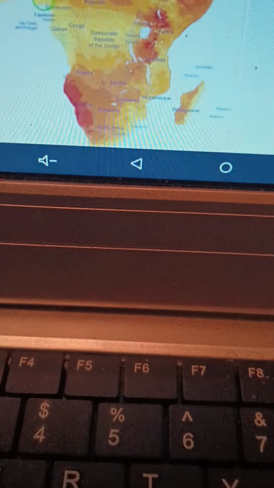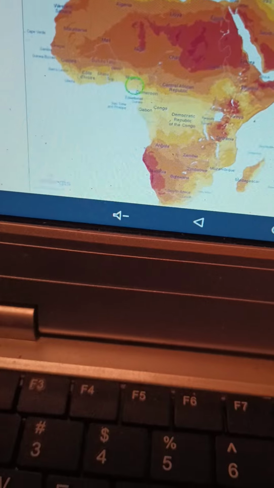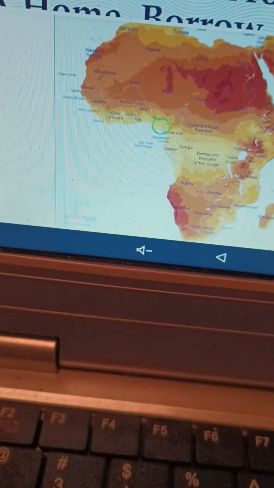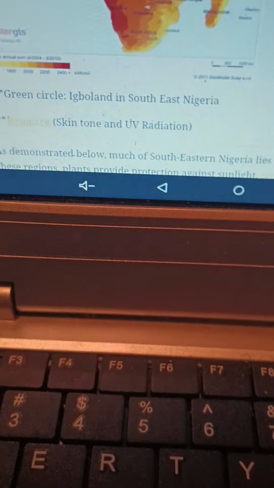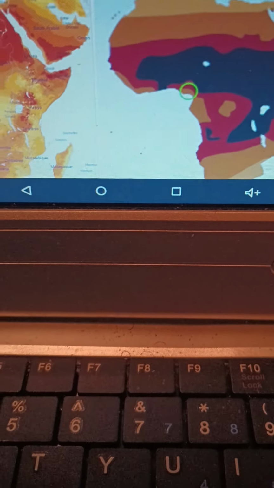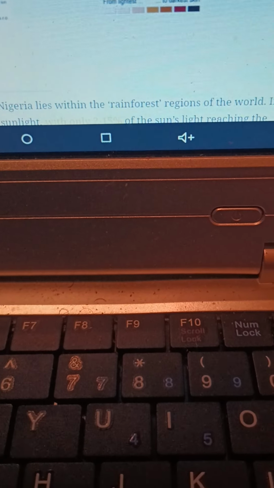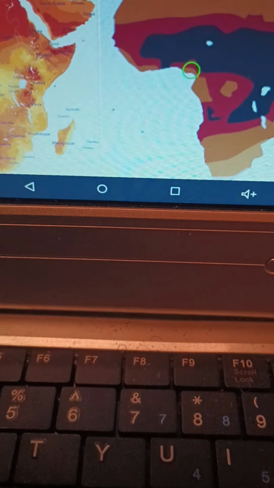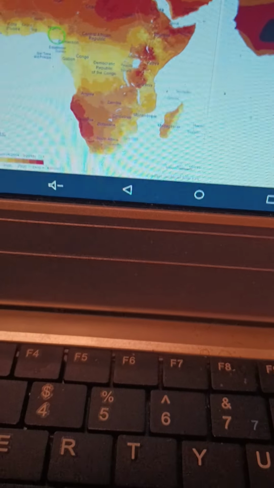Okay, so this is showing you a green where Igbo country is located. And this is showing you where it says from lightest to darkest skin. And we see this area here where they're located.